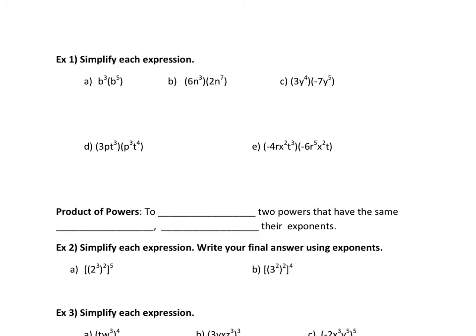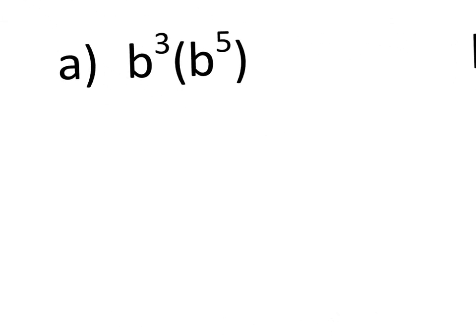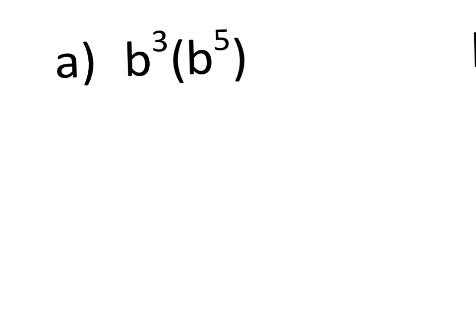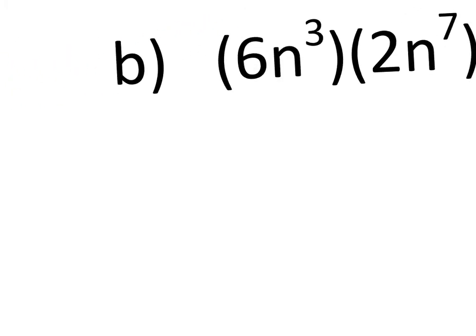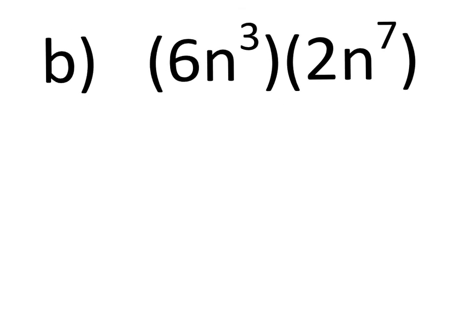So we're going to zoom in here on letter A. The rule of thumb is when you're multiplying two things with the same base, and when I'm talking about the same base, I'm talking about the b's, okay? When they have the same base, you're going to add the exponents. So in this case, I'm going to have b, because that's my base number, and then 3 plus 5 is 8. Now moving on, if I look at letter B here, I'm still going to add those exponents because I have an n and an n. I have the same base, so I'm going to take 3 plus 7 and get 10.